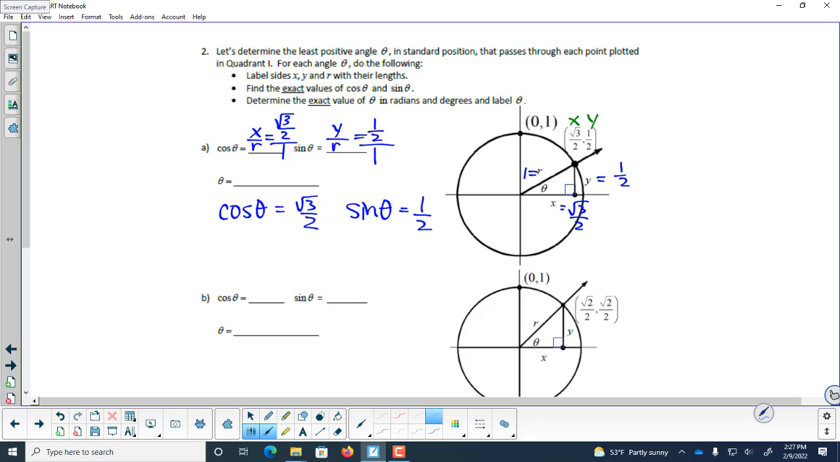So you're just using the x coordinate, the y coordinate, and the r value and setting up those ratios, and what are you getting?